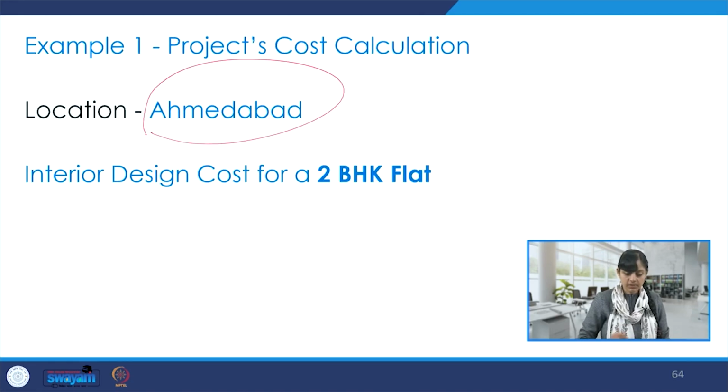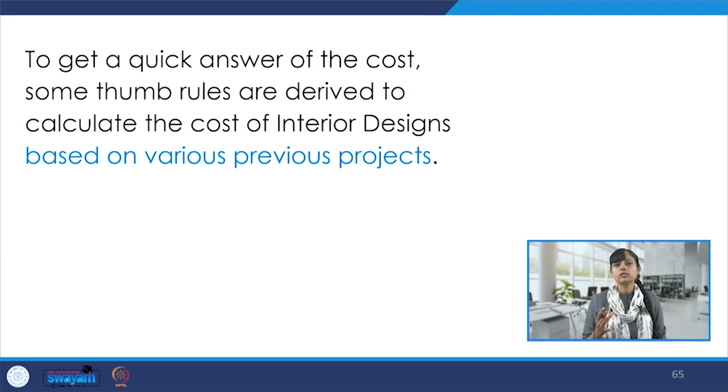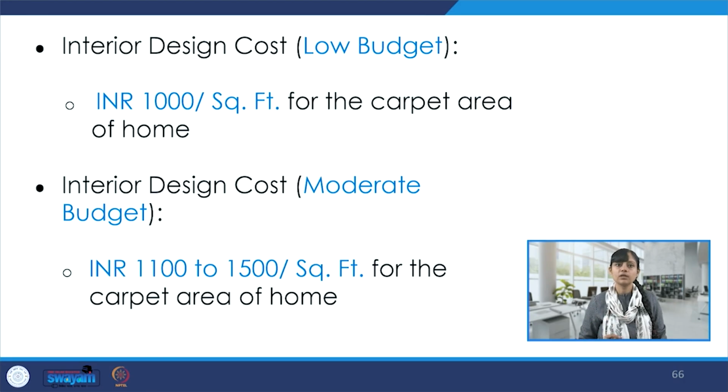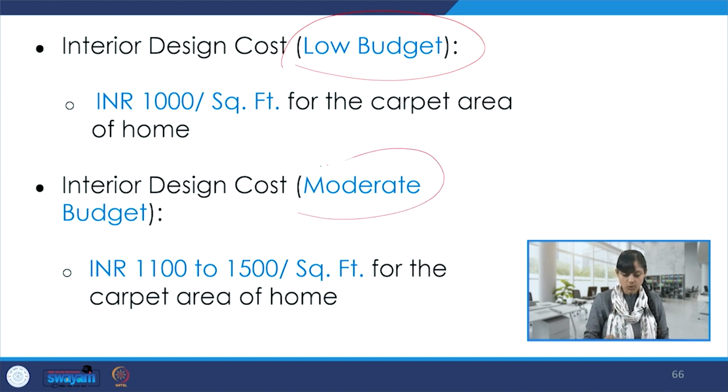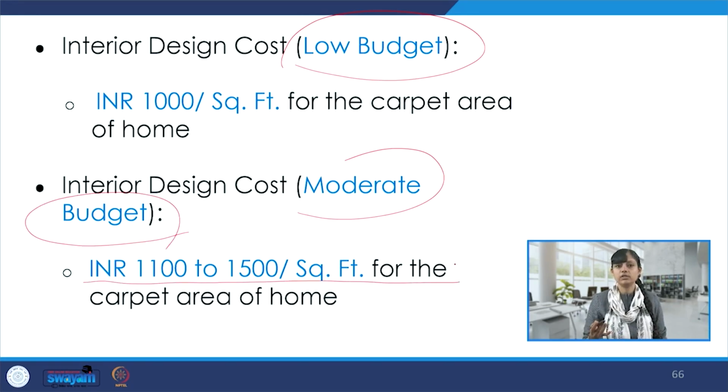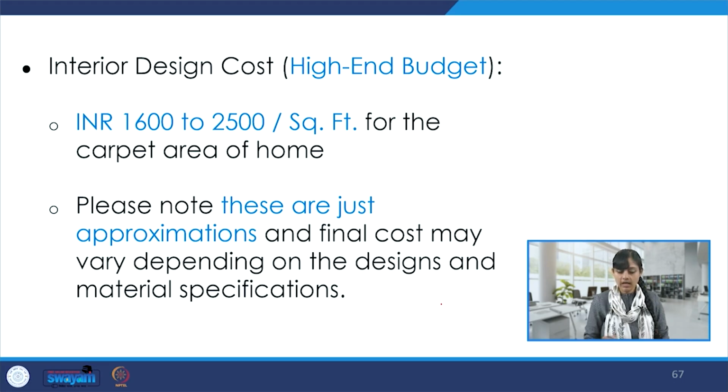This is located in Ahmedabad and it is a cost for a 2 BHK flat. To get a quick answer of the costing, some thumb rules are derived to calculate the cost of interior designs, which are based on various previous projects. So, for low budget, INR 1000 per square feet for the carpet area of home. If we talk about moderate budget while doing the costing of the interior design of this project located in Ahmedabad, INR 1100 to 1500 per square feet for the carpet area of home. And for high end budget could be INR 1600 to 2500.